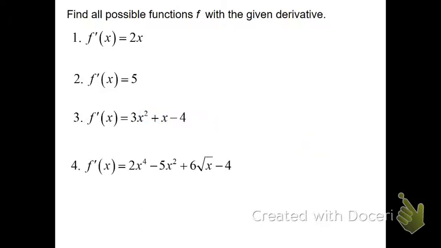Okay, this one, why don't you write it down on your paper? Make sure you change this square root to a 1/2 power. You write it down, hit pause, and see if you can do it on your own. Okay, let's see how you did.